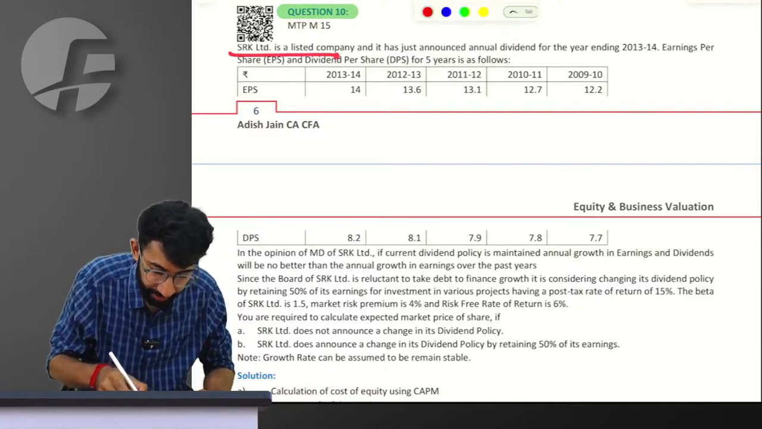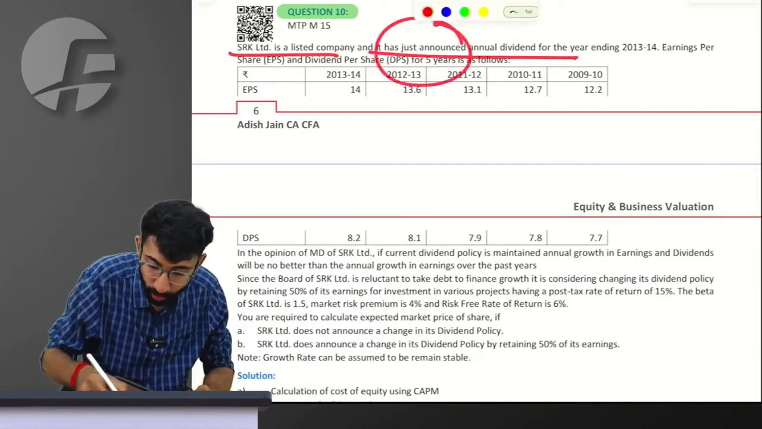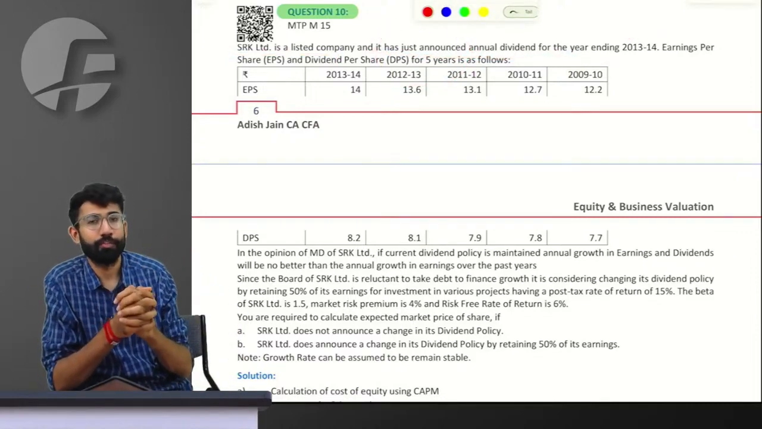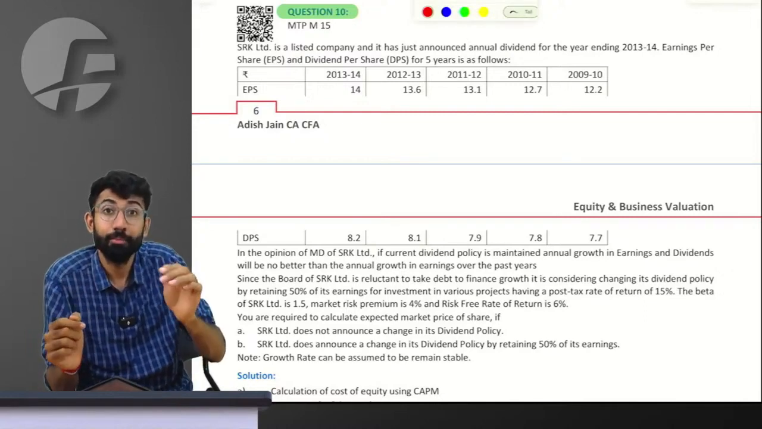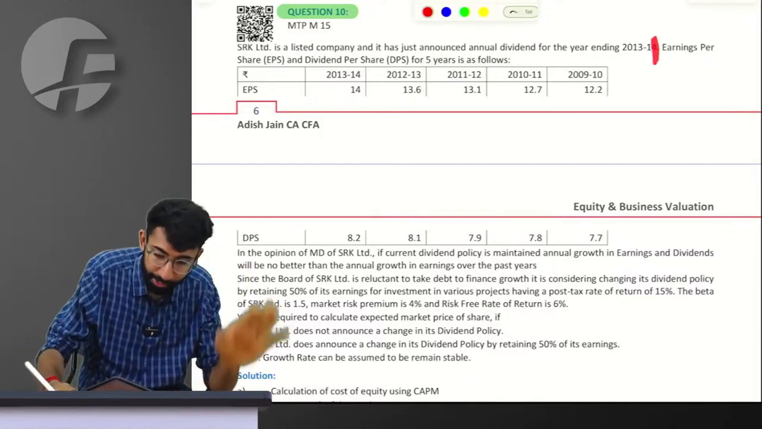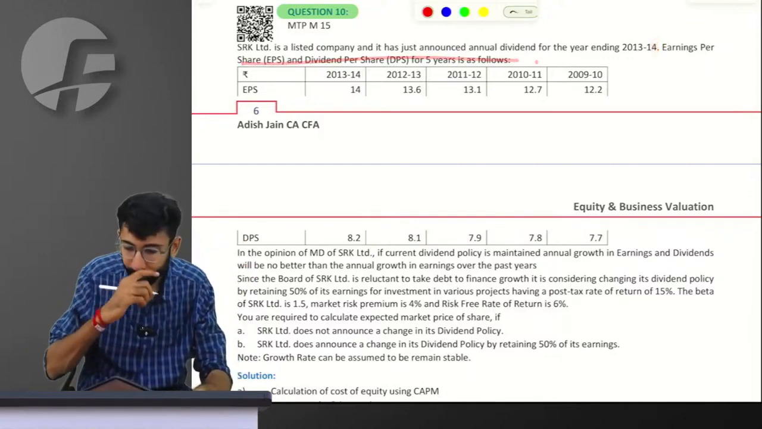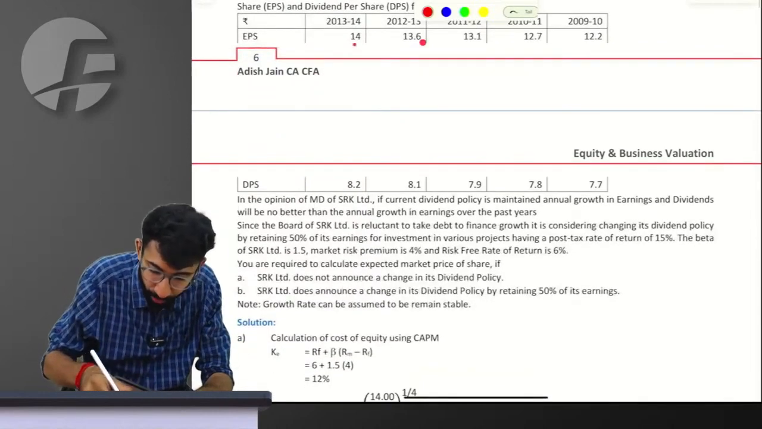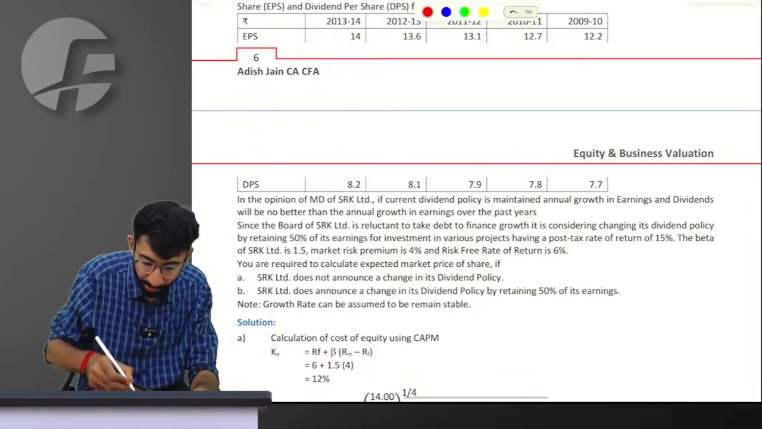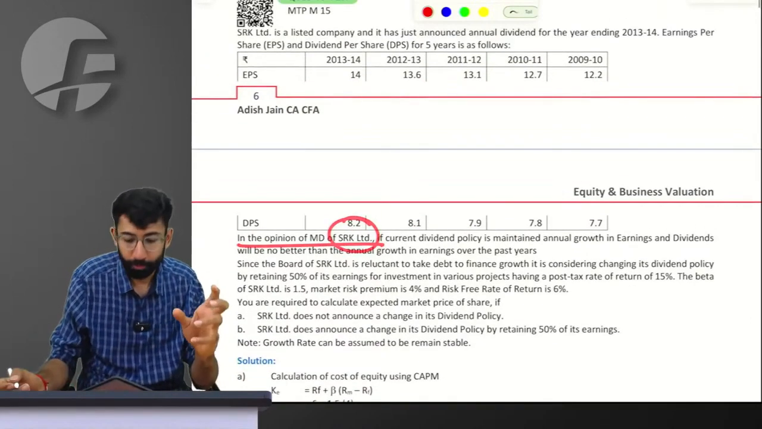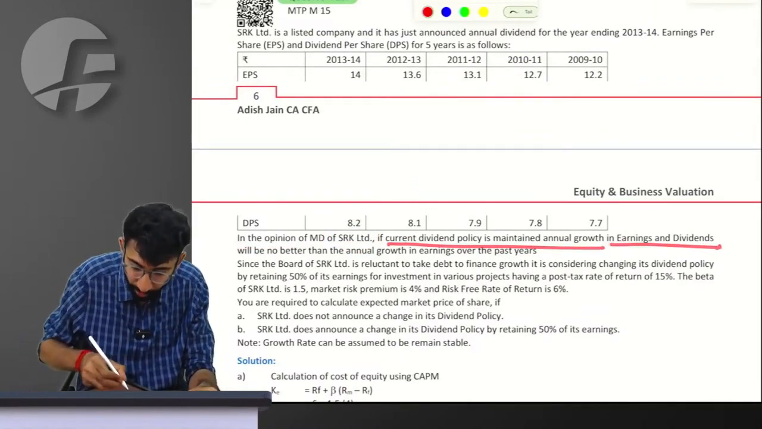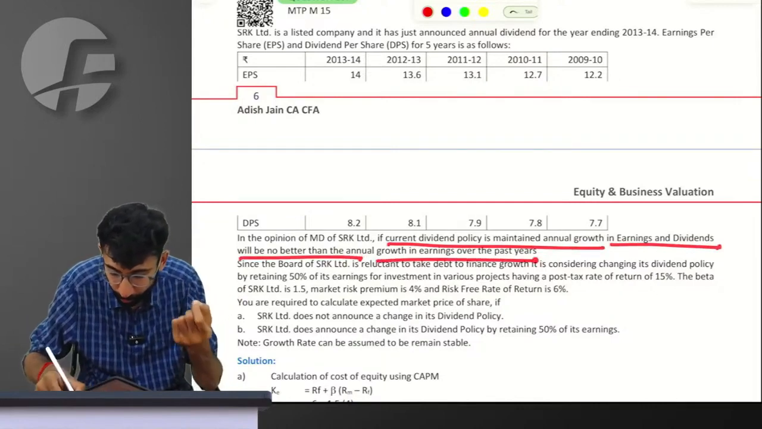So SRK Limited is a listed company, has just announced annual dividend for the year 13-14. Sir, when they say they have just announced the dividend of 13-14, it means 13-14's dividend will be D0, which means we are standing at the end of 2014. Alright, cool. Earnings per share, dividend per share for the last 5 years have been given. EPS was this. DPS was this. Okay, fine. In the opinion of the MD of SRK, if the current dividend policy is maintained, annual growth of earnings and dividend will be no better than the annual growth of earnings over the past years.